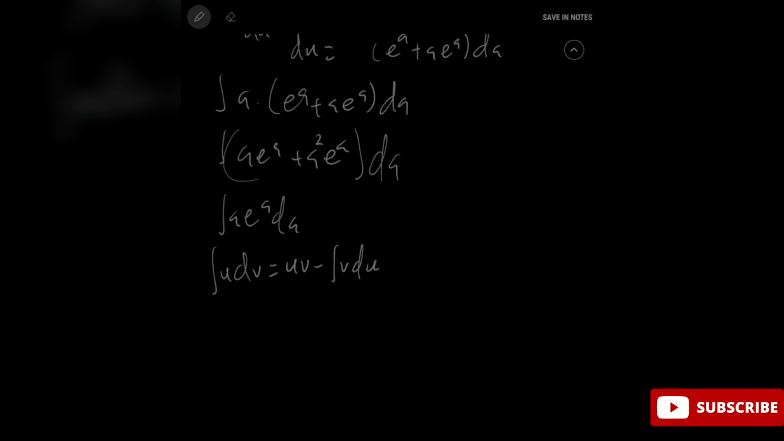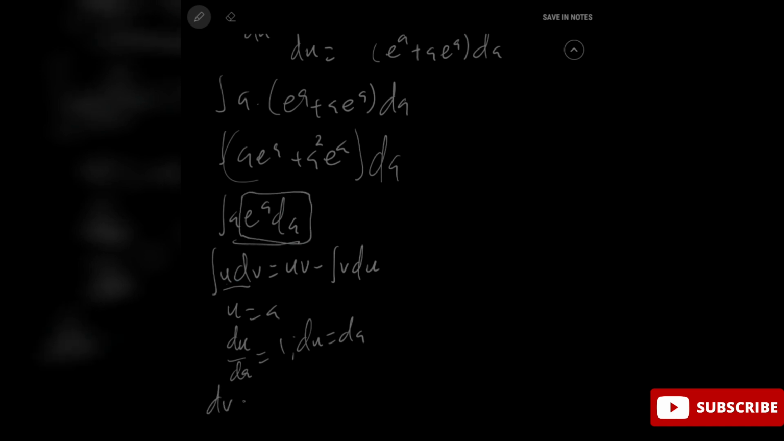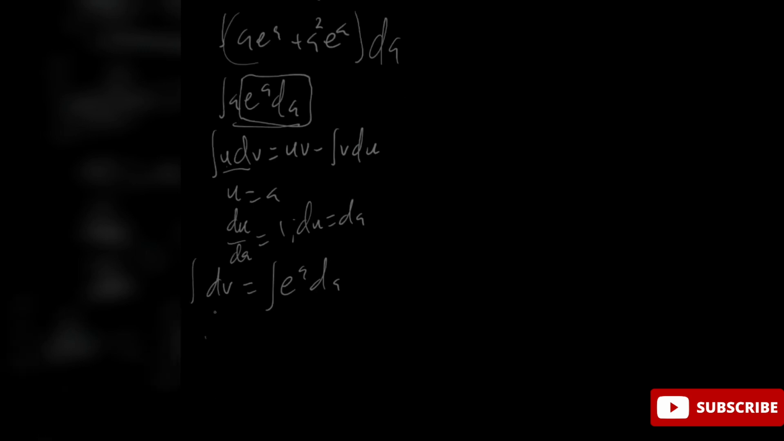So that means we have to compare. u will be equal to a. u is mostly a single variable, so u is equal to a, then du/da will be equal to 1 definitely. So that means du is equal to da. So we are just comparing this to this. If u is equal to a, then the whole of this will now be dv. So dv will be equal to e power a da. Integrate both sides. This is with respect to v, so we get v equals e power a. If you integrate e power a, it's the same thing.